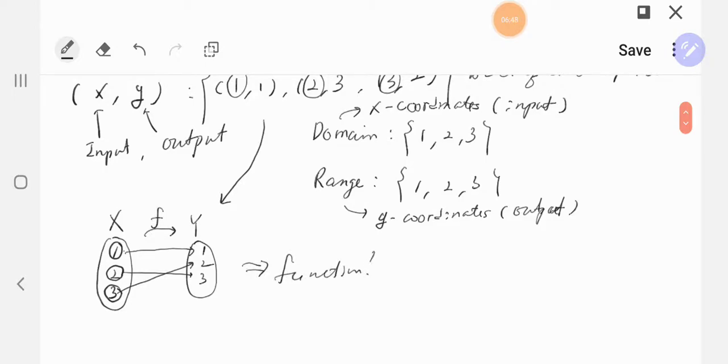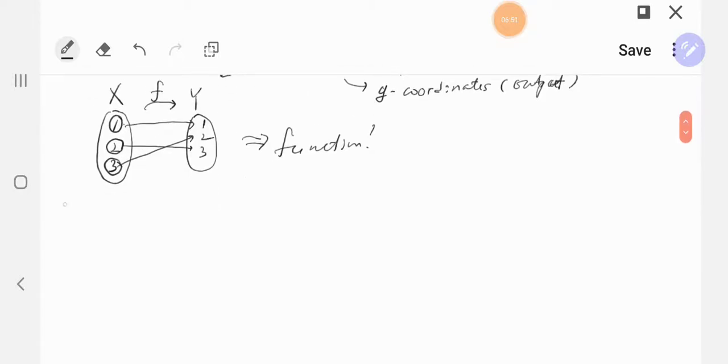Let me give you an example of a function. Here is x, y. Here's 1, 2, 3 as inputs and 1, 2, 3 as outputs. Let's say the relation is f, and let's check whether this is a function or not. 1 goes here, 2 goes here, 3 goes here. Is this a function? Yes, this is an example of a function.